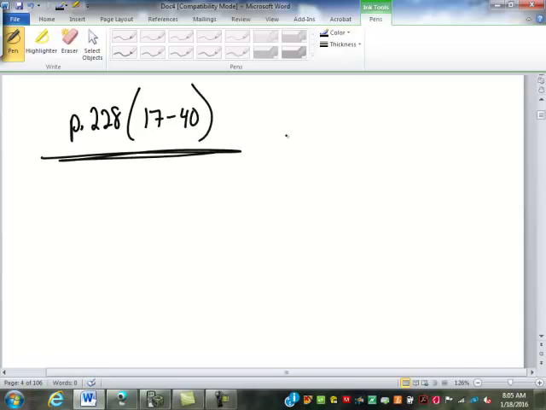So, in that same packet, page 228, Bruce has some of these done already, but I'll have you do 17 through 40. 17 through 40.